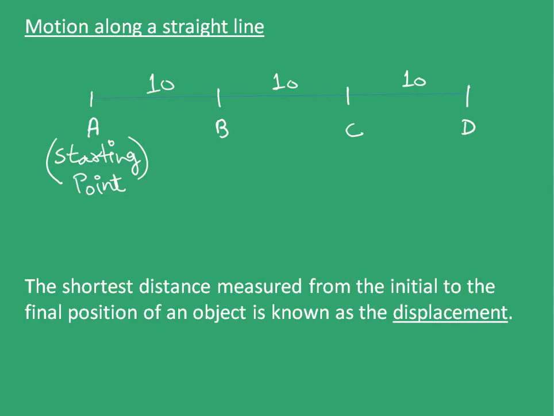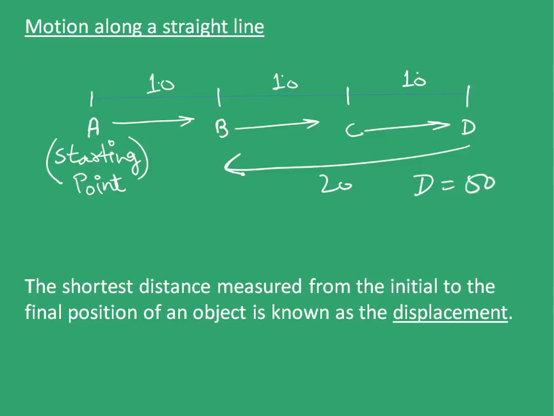Now we move forward to motion along a straight line. Suppose a participant starts from position A along a straight line. First, the participant goes from A to B, then from B to C, then from C to D, and finally comes from D to B. In this example, the total distance covered is 10 plus 10 plus 10 plus 20, which will be equal to 50 kilometers.